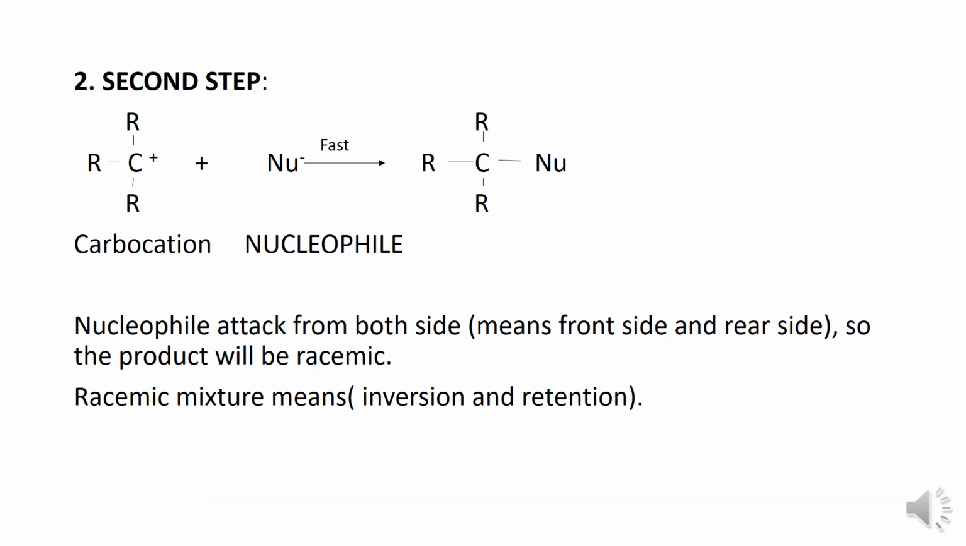Now, the second step of unimolecular substitution reaction, the SN1 reaction. When carbocation is formed, it reacts with nucleophile. Nucleophile has negative charge and carbon has positive charge. Nucleophile attacks the carbon and forms a bond.